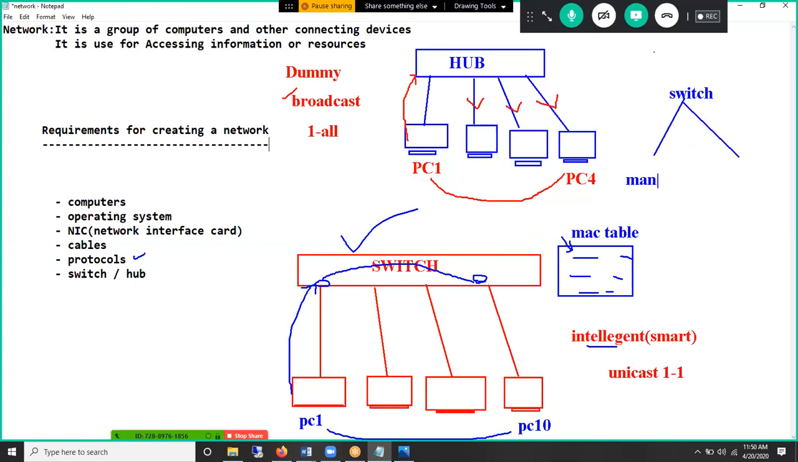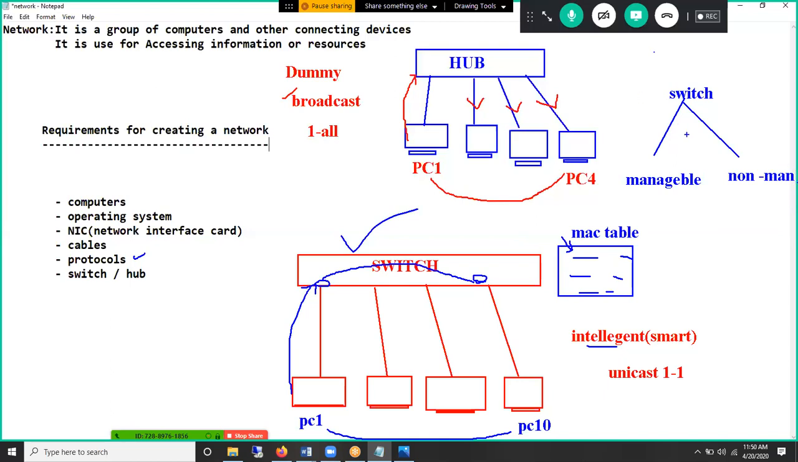One of the categories in switches is manageable, and one is non-manageable. As I told you, in today's time we use switches the most. Depending on what kind of network you create, whether for a networking company, your school, your home network, or a college network, depending on where you actually create the network, you have to use this kind of category.